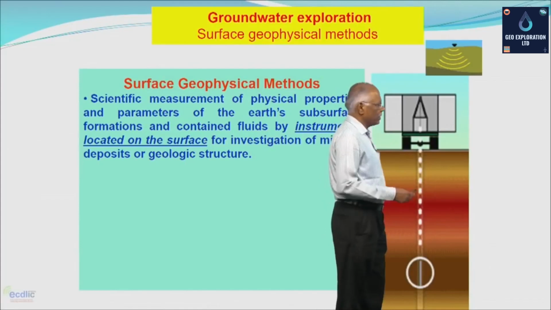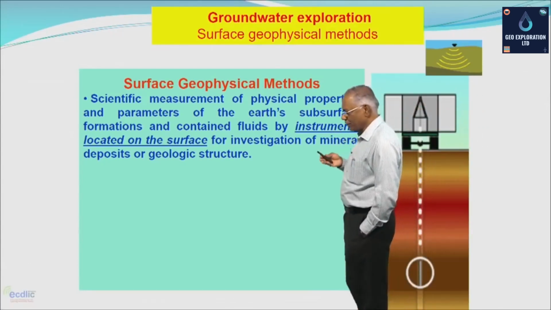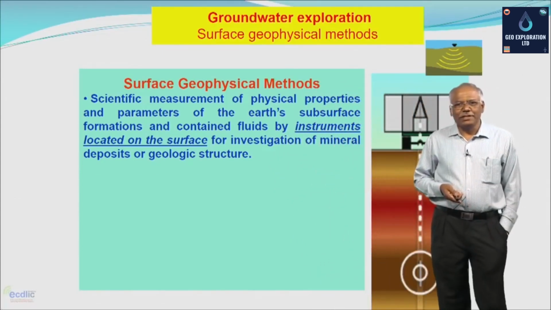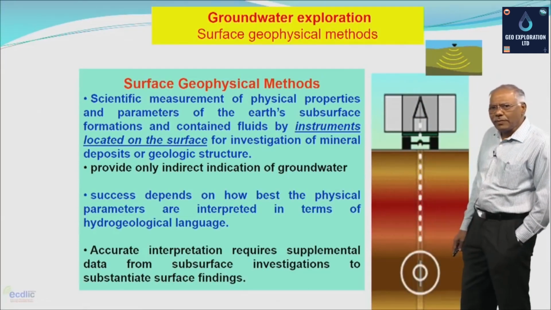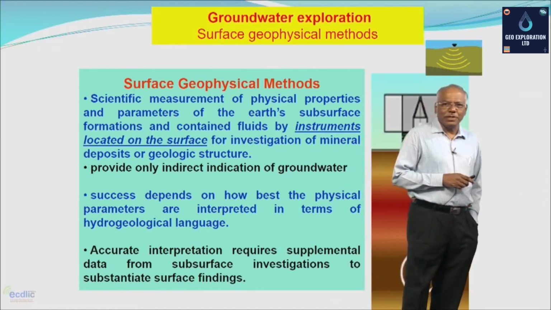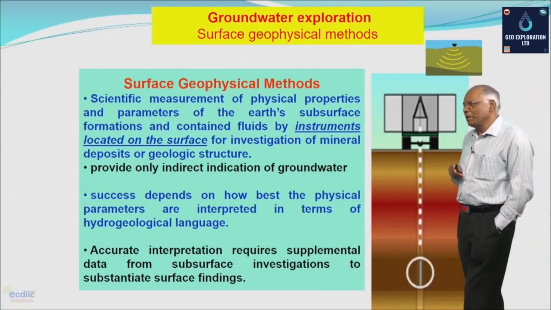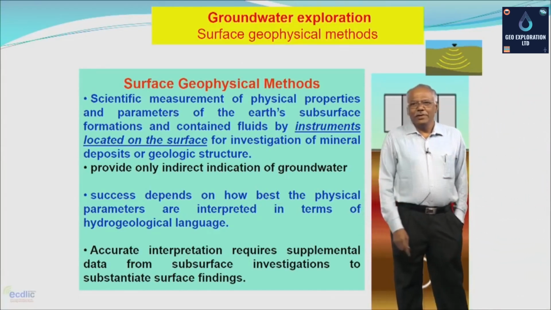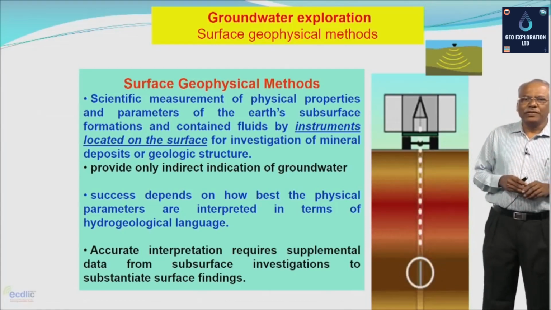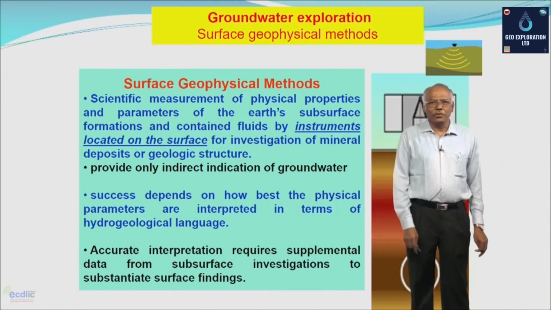As far as groundwater exploration is concerned, we have the electrical resistivity technique, which is a geophysical technique applied at the surface, and therefore, surface geophysical method is a term that is also used by us. In this technique, the scientific measurement of physical properties and parameters of the earth's subsurface formations or contained fluids are measured by the instrument located on the surface. Just as shown in the figure, you locate the instrument on the surface and measure the properties of the subsurface medium, and this is what is done in the surface geophysical method.